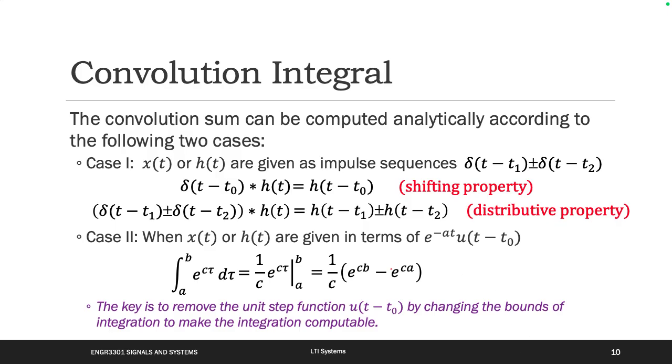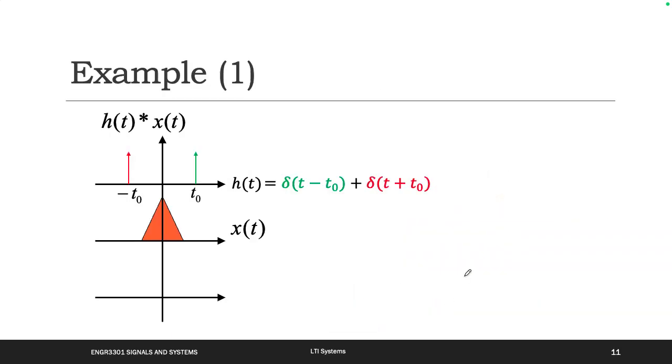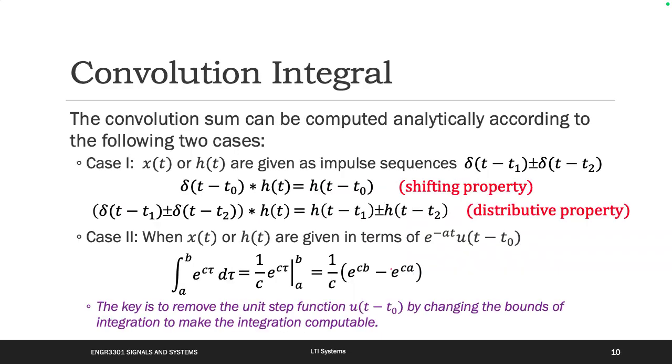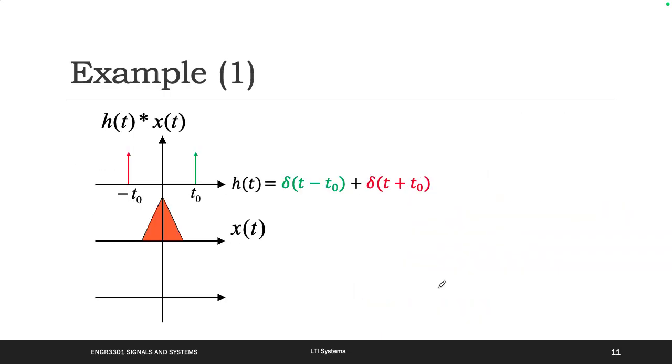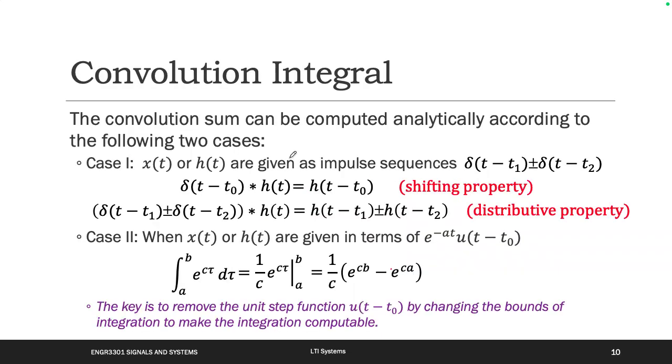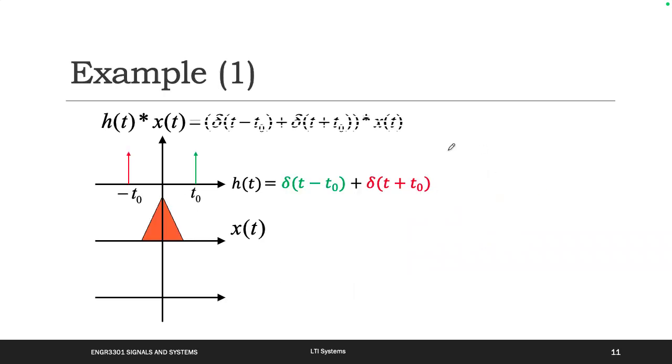Actually, I think it is case 1, right? Because it's just given impulse sequences, am I right? So you can use some properties. What properties can you use here? I think this one is easy. Yeah, distributive, and then shifting property. Yeah, you can get this one.